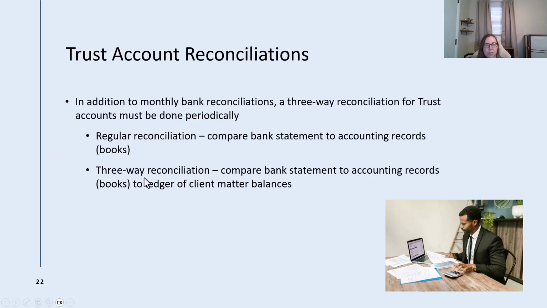But then for a trust bank account, you would also do something called a three-way reconciliation. You're comparing the bank statement to the accounting records or books, but then you would also compare it to the ledger of client matter balances. And this should be done periodically, preferably once a month. The easiest way for me to show you this is to show you an example with some numbers.